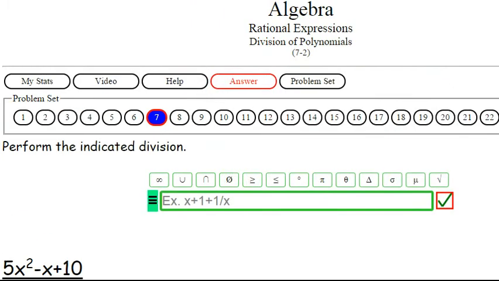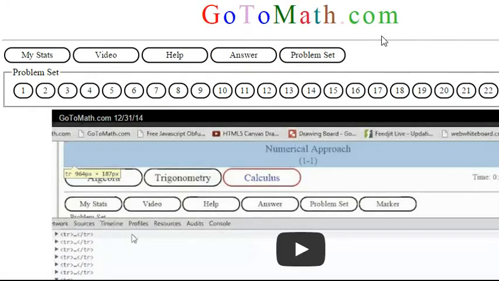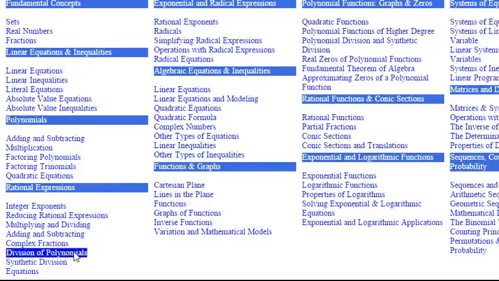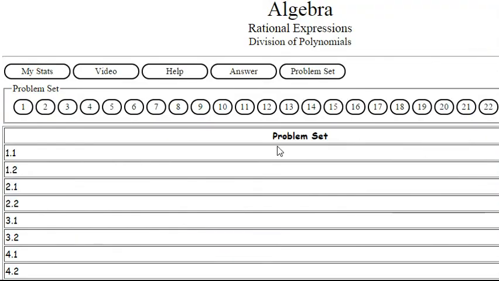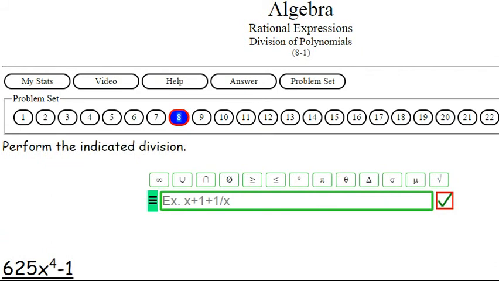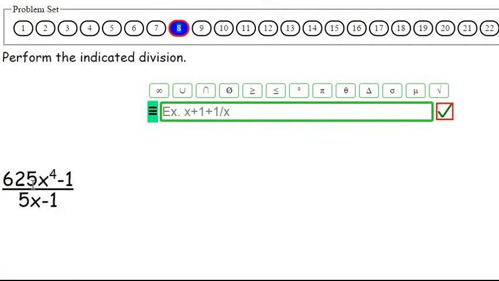There it is. Alright, so we're here at gotomath.com, getting it worked out, seeing the next problem. Click on the algebra. Let's go down to division of polynomials, and we're doing 8.1. Look at that, comes right up. What is that? I don't know, but we better take it on. Something nasty. 625x to the 4th minus 1 over 5x minus 1.